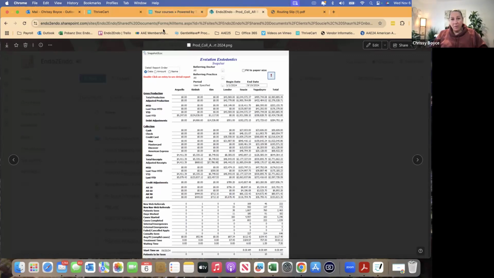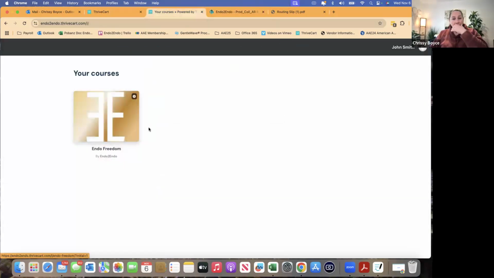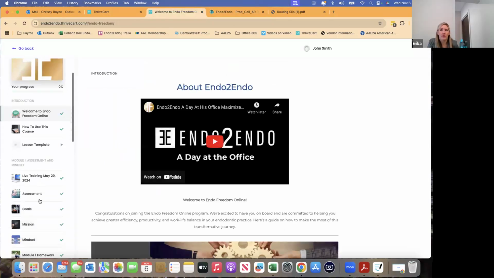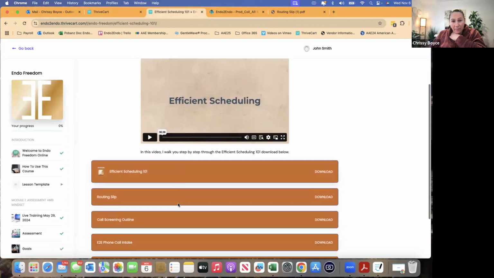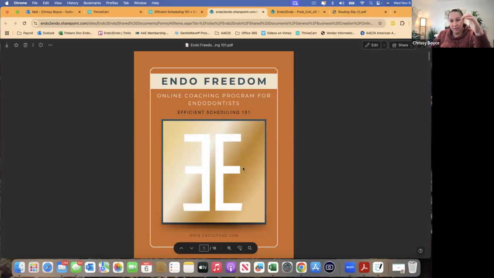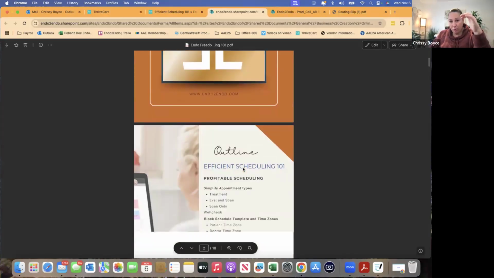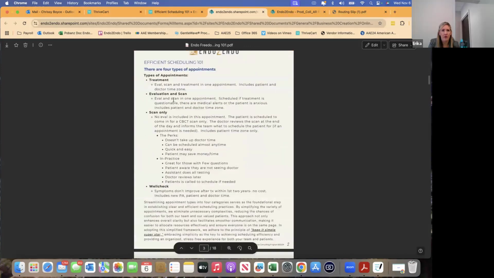And then, like I said, I would like you to go to the module, watch the training on module 2, watch all the videos, but print out this Efficient Scheduling 101. It'll tell you to download it. And then this video training, where you print this out, is going to go through this for you step by step.